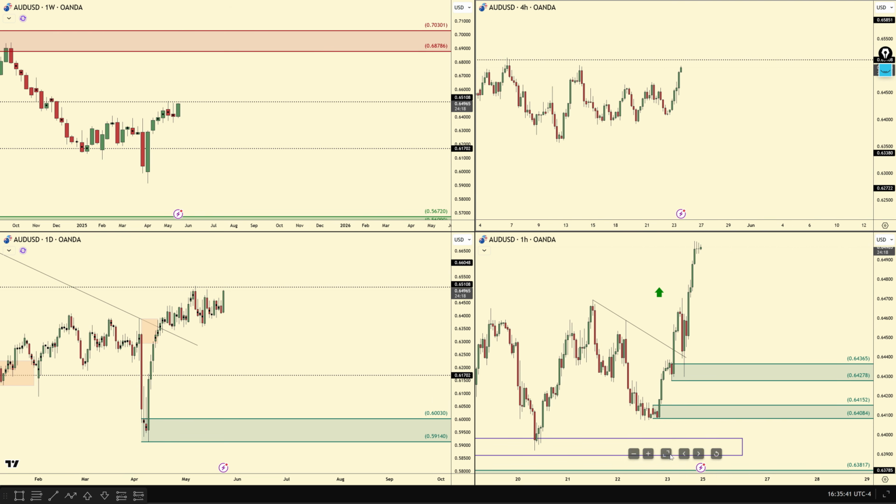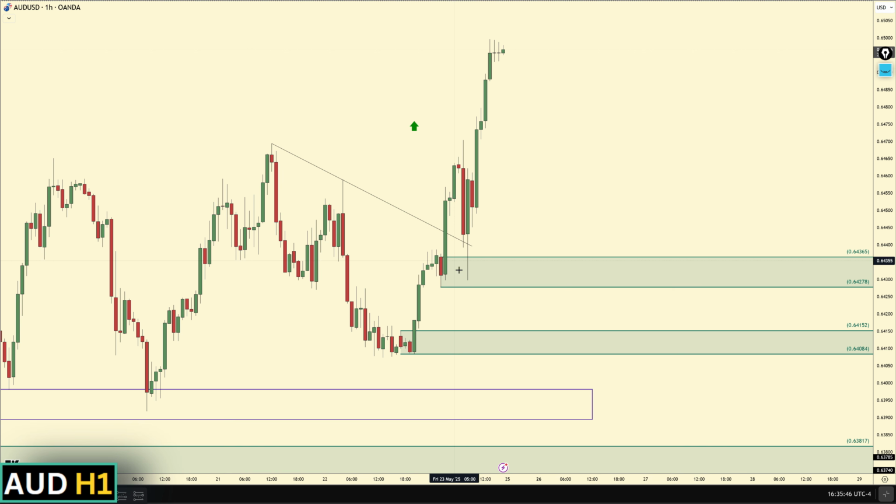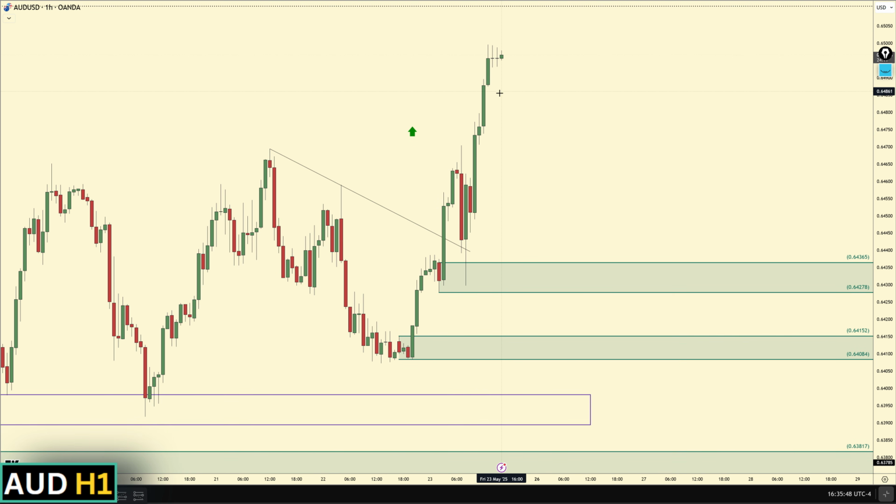Now, it doesn't mean you have to. We actually caught a beautiful trade off this 1 hour demand zone. I mean, at least I did today, just for my one-to-one strategy. And I wish I could have held that far. But that's a beautiful setup there.